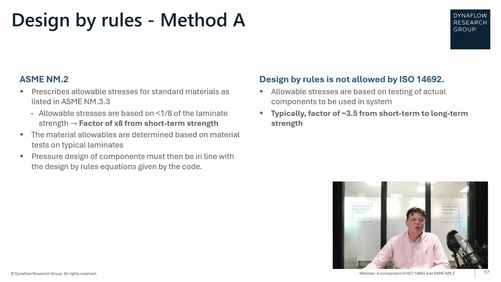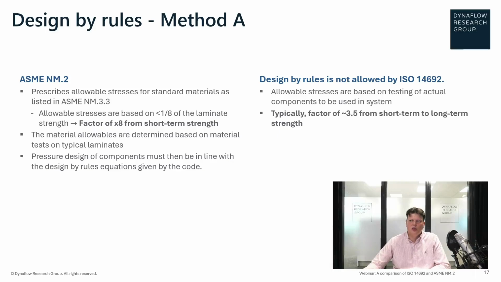On the other hand, design by rules is not allowed by ISO 14692. So the ISO 14692 strictly follows a performance-based system design philosophy, which means that allowable stresses are based on testing of actual components to be used in the system. In this case, with the ASME NM.3 allowable, that is for a typical laminate, and that is not necessarily the pipe that you will use, even made by the same manufacturer.